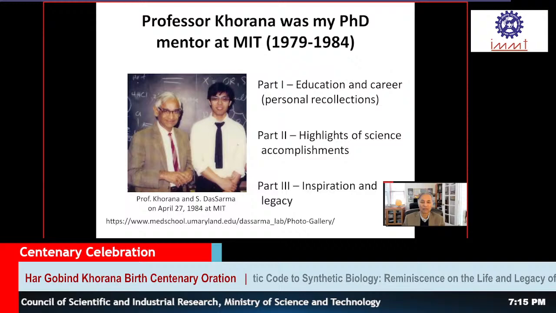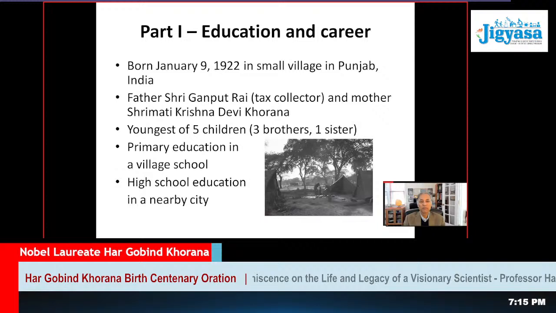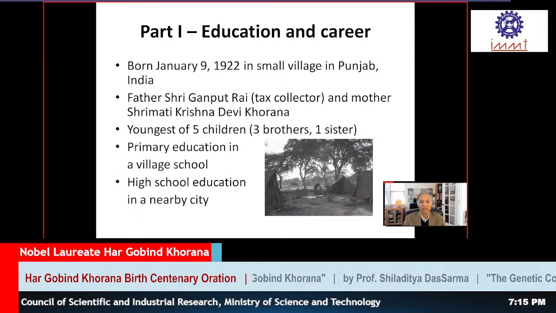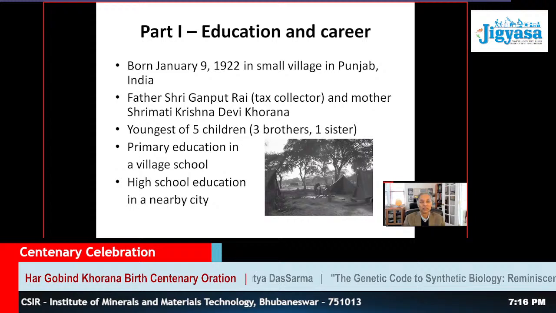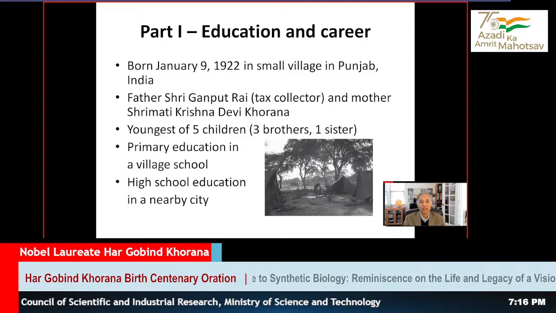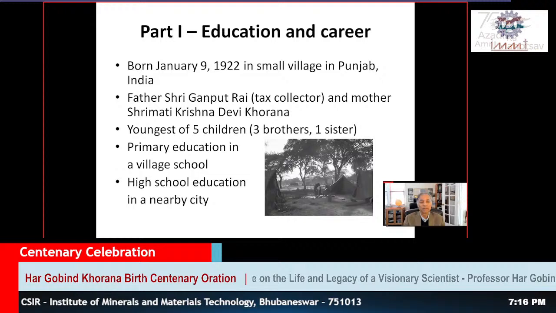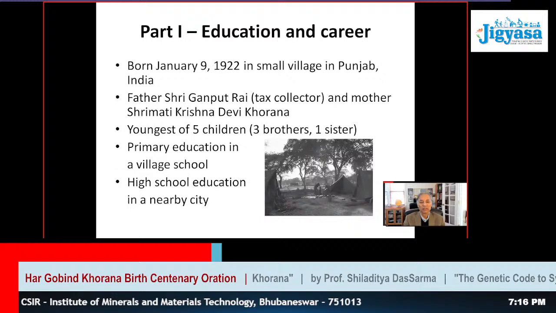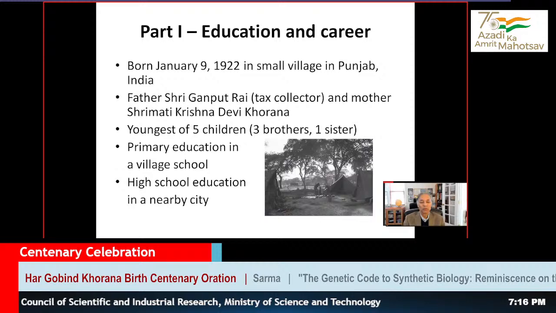So he was born in a small village in Punjab in 1922, early January, perhaps today or perhaps yesterday, 100 years ago. And his father, Sri Ganput Rai, was a tax collector, and his mother, Srimati Krishna Devi Khorana. He was the youngest of five children. He had three elder brothers and one elder sister, and received his primary education in the village. For high school, he went to a nearby city.